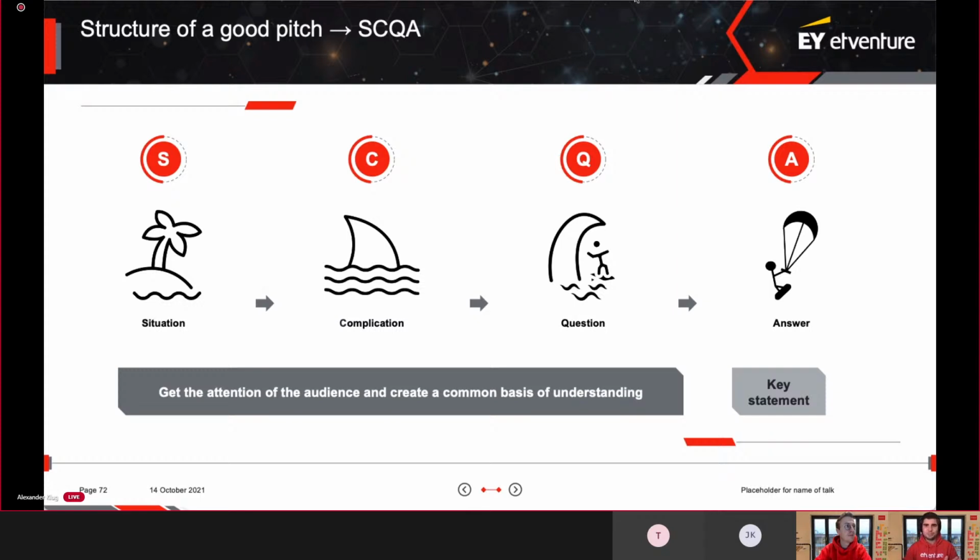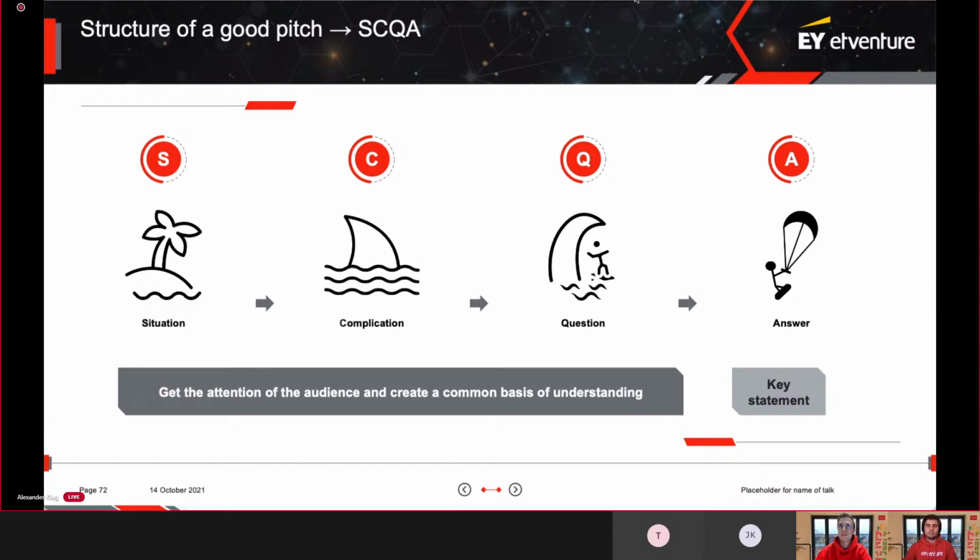Make it as easy as possible. You would explain it to a baby. If it's straight ahead, the problem in front of you and everybody has heard of it, but narrow it down. Who is the user? What kind of situation is he in? What is the complication? What's the question? And then the answer is your solution.